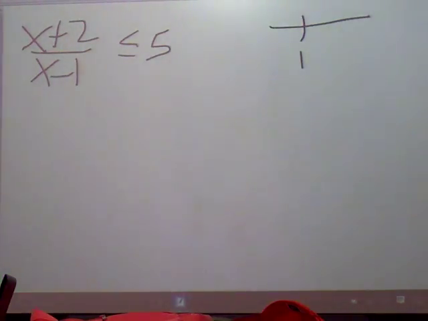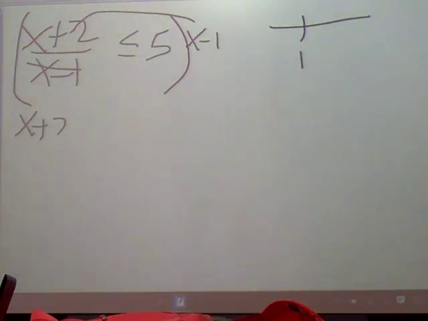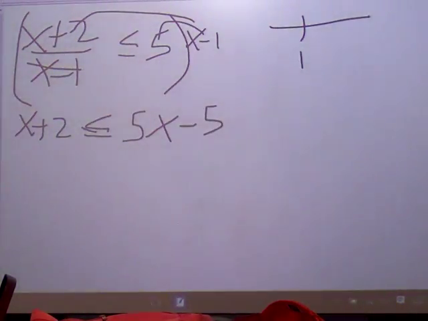After that, I'm going to get rid of the fraction. So I'm going to multiply the whole thing by x minus 1. So here it'll cancel out. You just got x plus 2 less than or equal to. Here you'll distribute the 5. 5x minus 5. It's not a two-step one there because we got 4 terms, but pick what term you want to start with. What do you want to do to start solving that?